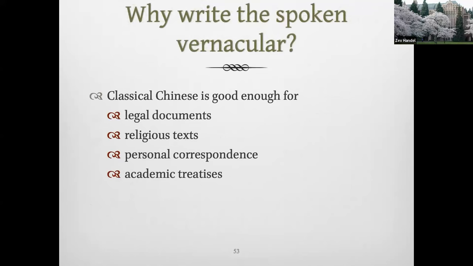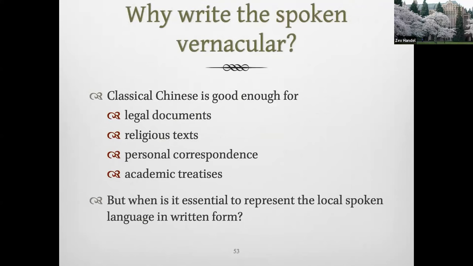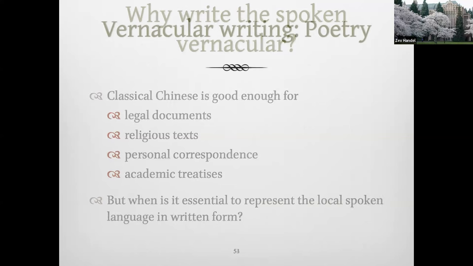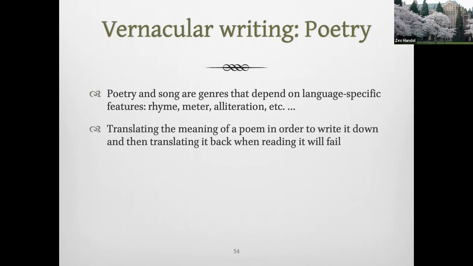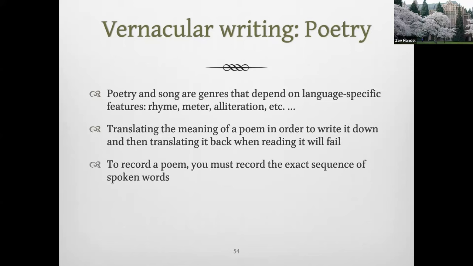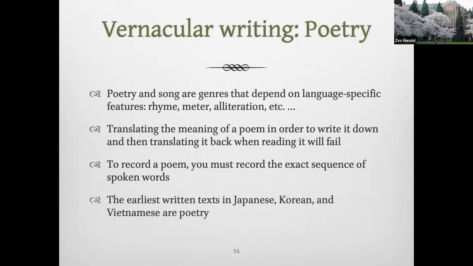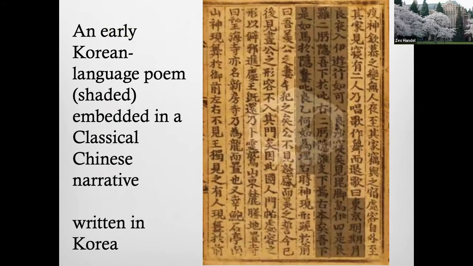But as we just said, sometimes you need to write your own language. And it is not an accident that the earliest texts we find that are written representations of Japanese, Korean, and Vietnamese languages, not classical Chinese, are poetry. Because you need the exact sequence of words. As you all know, if you've tried to translate poems, something is always lost, right? Okay, so it's not an accident that we see this pattern over and over and over again.